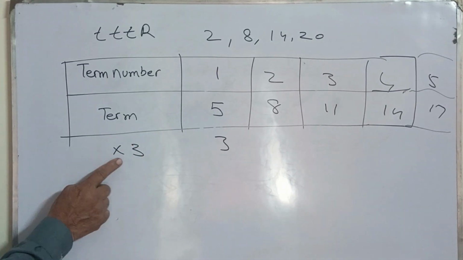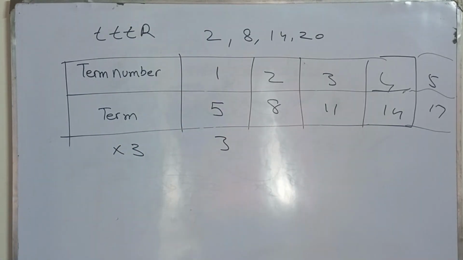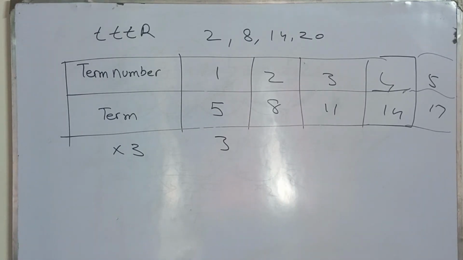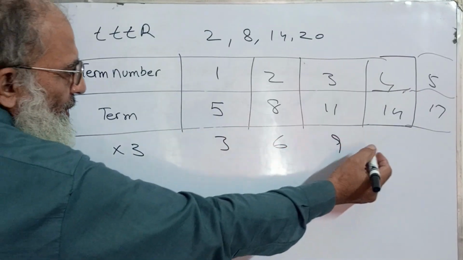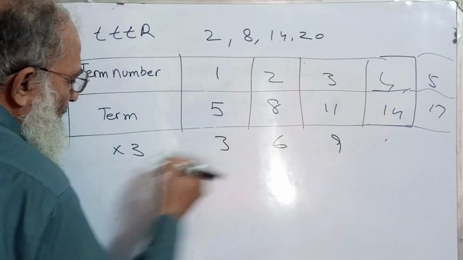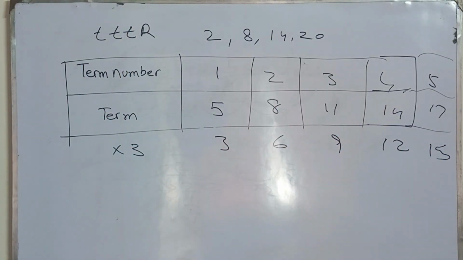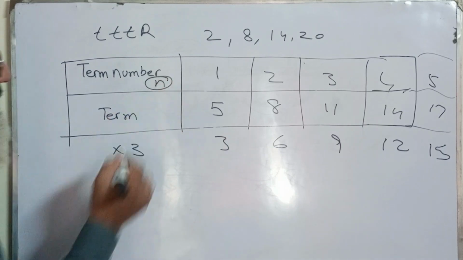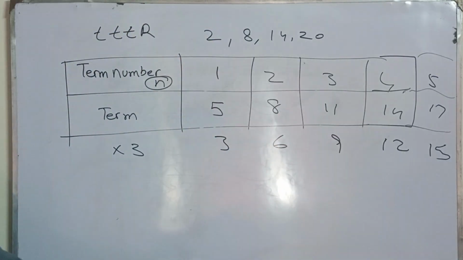So if I multiply it with 3, 3 times 3, now this is what we call it: 1 times 3 is 3, 2 times 3 is 6, 3 times 3 is 9, 4 times 3 is 12, and 5 times 3 is 15. Okay, now this is our second term. Now what we are doing is multiplying. Now this is called n. Term number is n, as I told you.